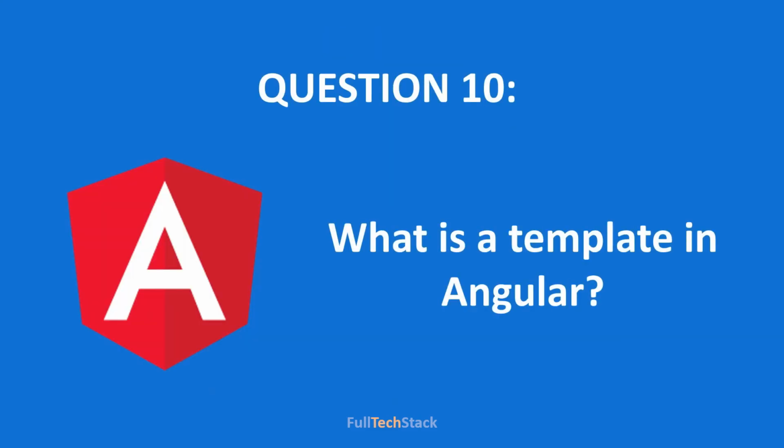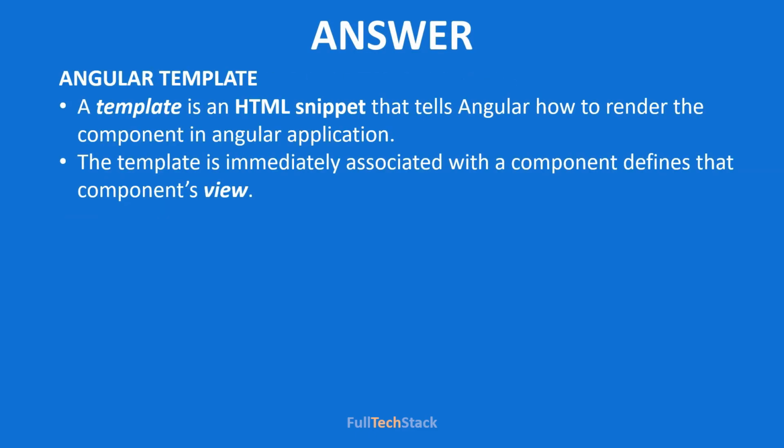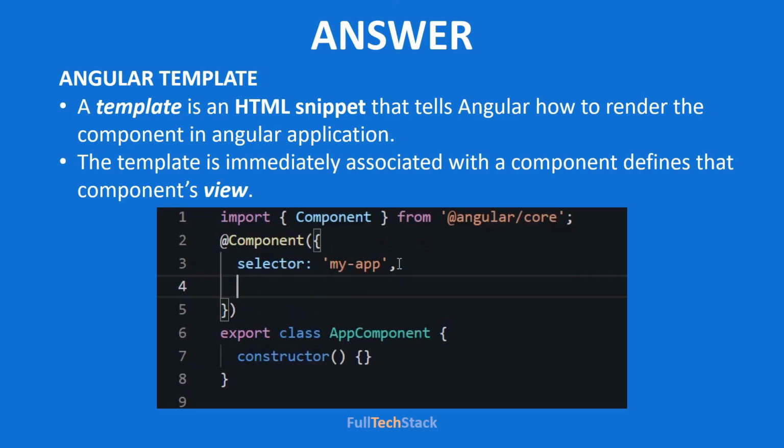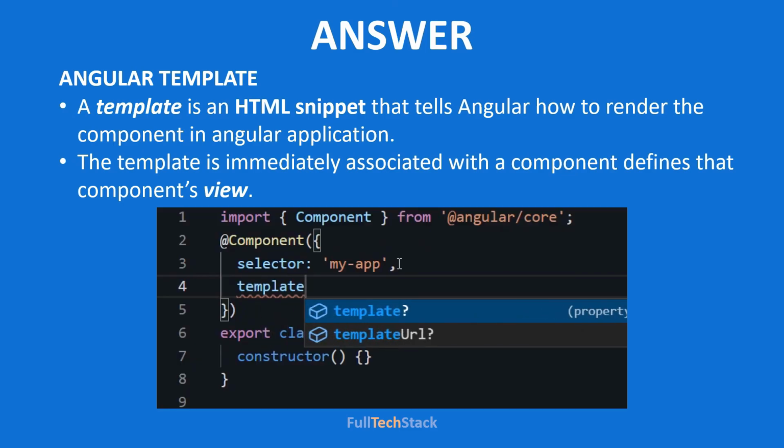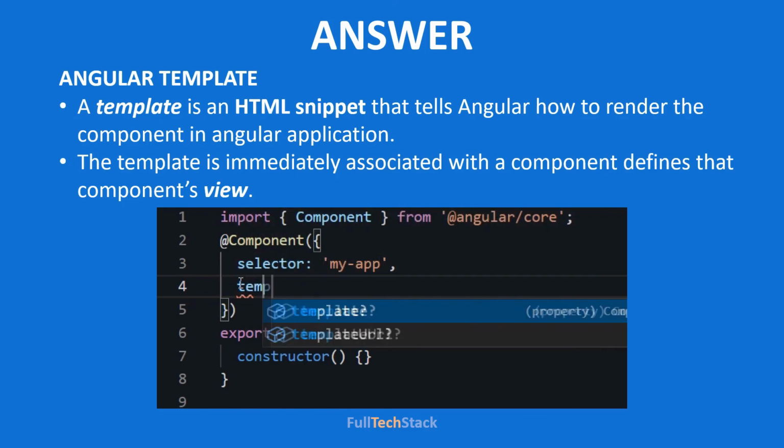Now, what is a template in Angular? A template in Angular is nothing but a form of HTML that tells Angular how to render the component. And for a component, we can define a template in two ways. By adding the template inside the component decorator, we can write our template code here. Or we can simply provide the template URL inside the decorator of a separate physical template file like this.